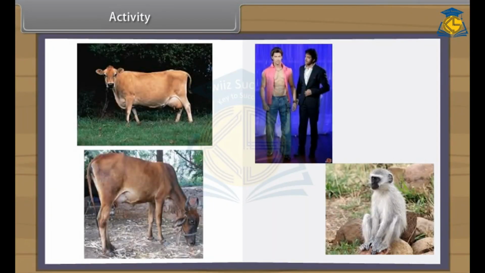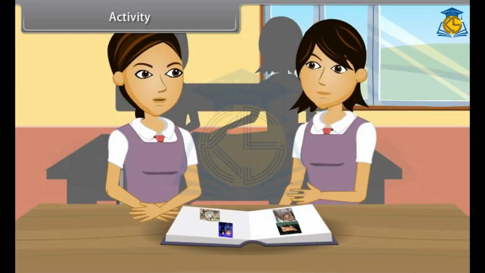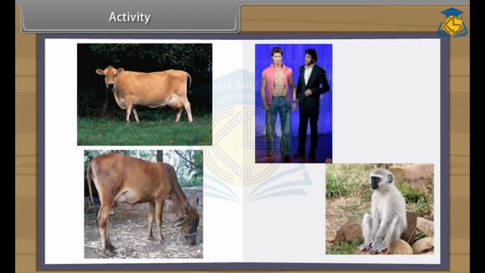When we study the physical characters of a Desi cow and a Jersey cow, we find very few differences. But when we see them in a crowd, then the Jersey cow can be distinguished from a distance due to its height and stature. But when we look at a cow and a monkey, then we find that man resembles a monkey more than a cow, although all are mammals.